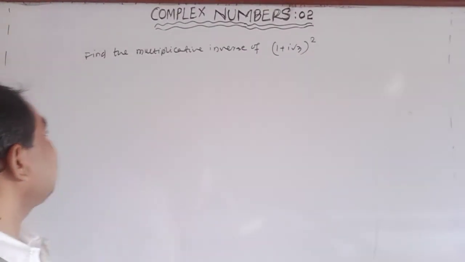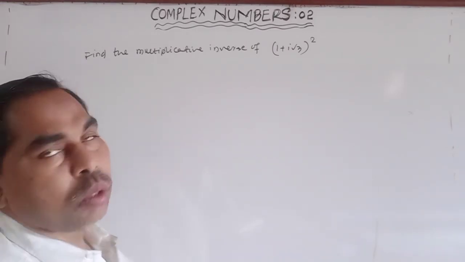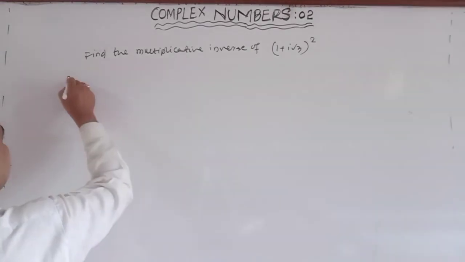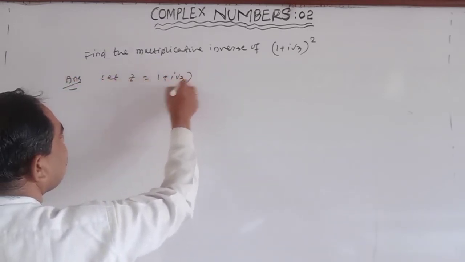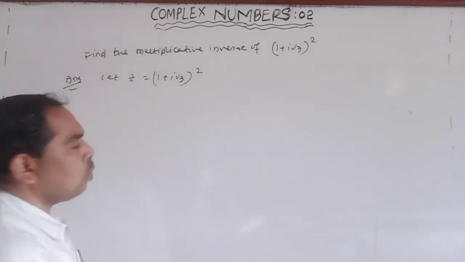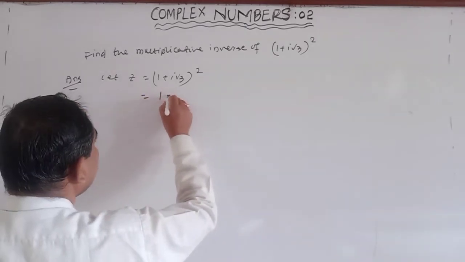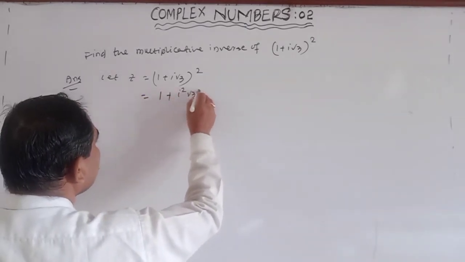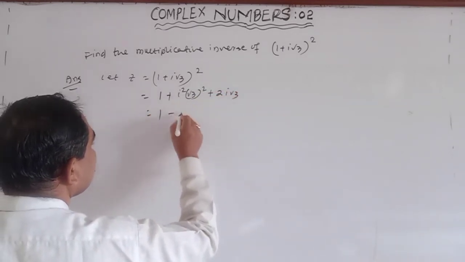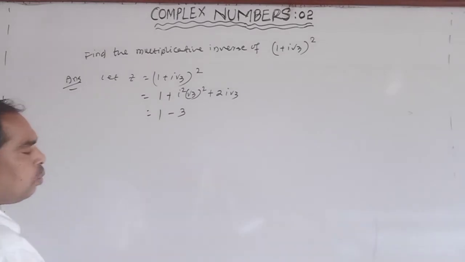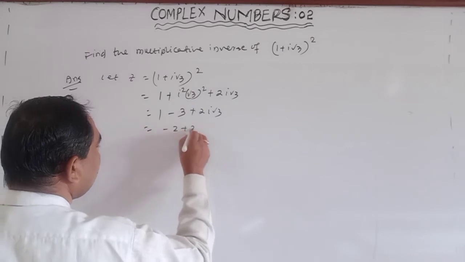Next question: find the multiplicative inverse of (1 plus i root 3) whole square. Answer: let z is equal to (1 plus i root 3) whole square. First expand this: 1 plus i square root 3 square plus 2i root 3, that is 1 minus 3 (i square means minus 1) plus 2i root 3. This is minus 2 plus 2i root 3.